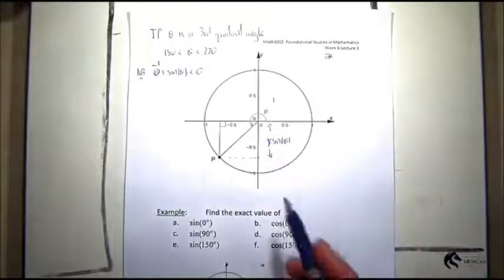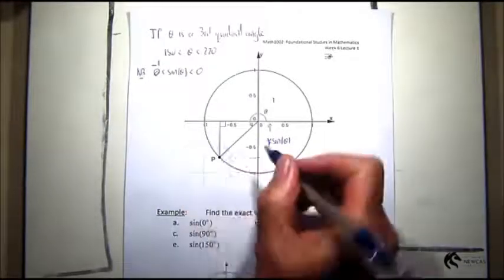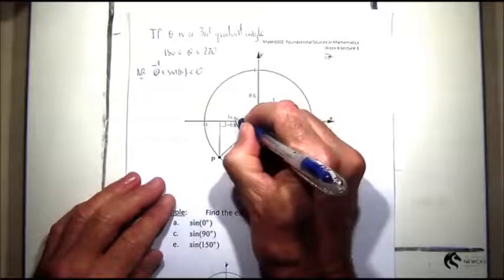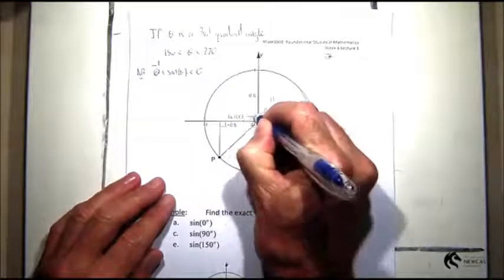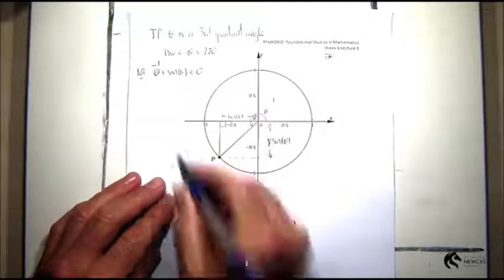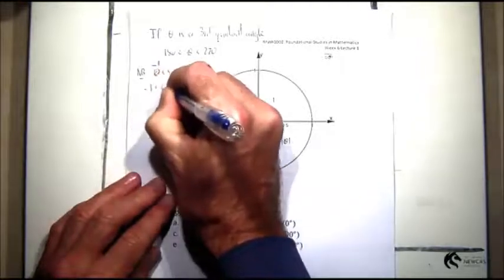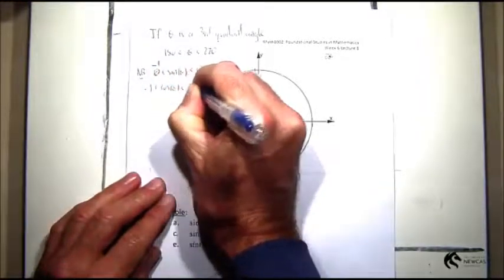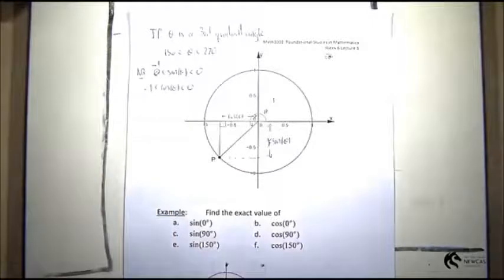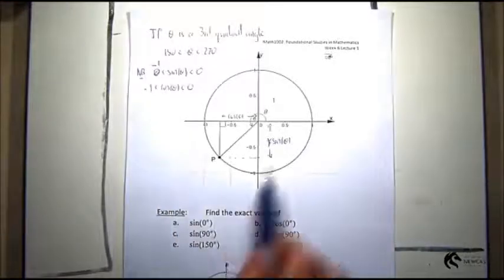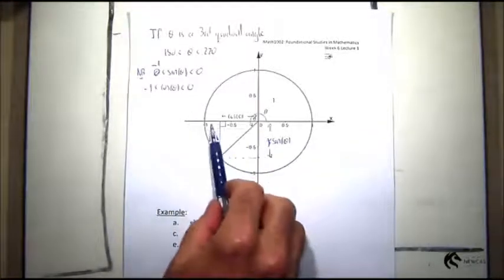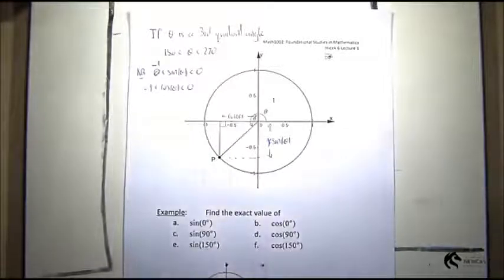Likewise, the x-coordinate of P is going to be the cos of theta. And so likewise, in the third quadrant, the cosine of theta is between 0 and -1. This one looks like it's getting close to -1, but it's not -1. It's between 0 and -1.